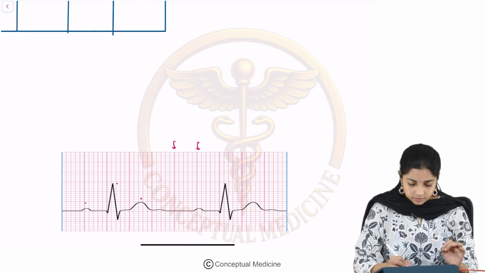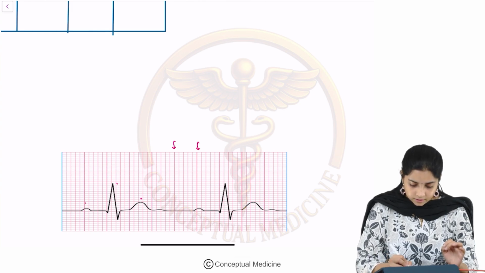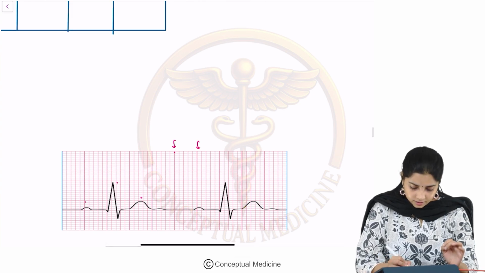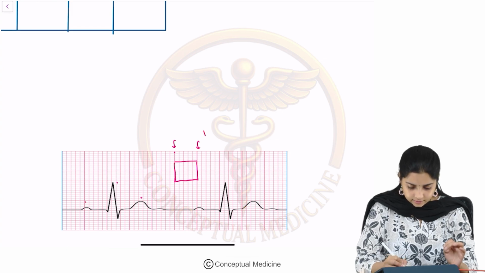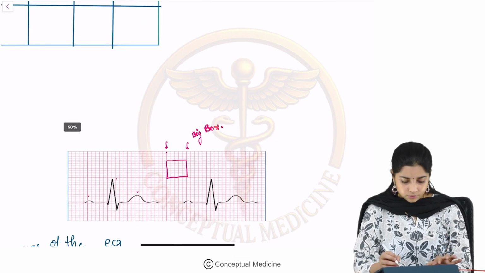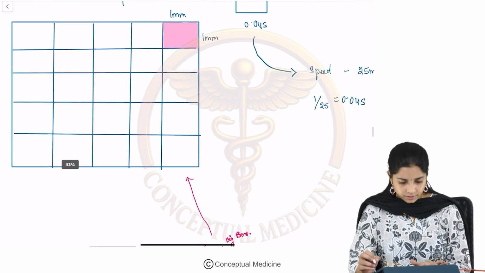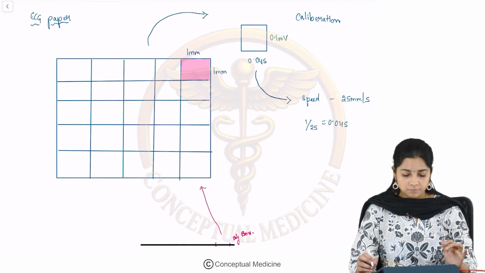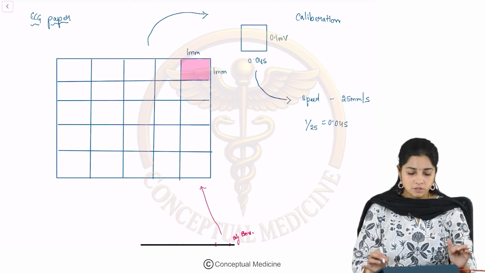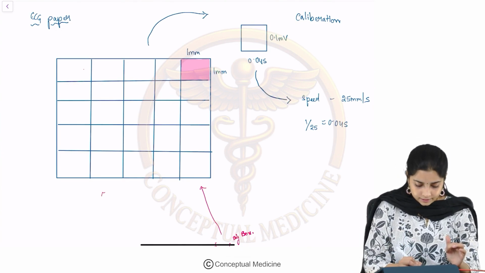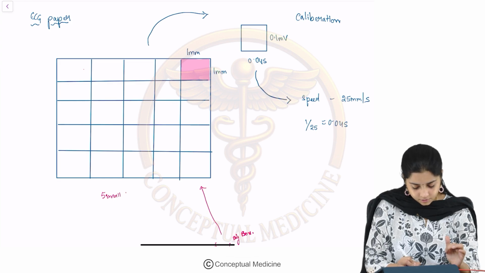Okay. Now, the area which is between each dark line is what we call a big box. Okay, fine. Now, you enlarge this big box. This is what I have drawn here. So, you enlarge this big box. Each big box has how many small boxes? They have 5 small boxes. Okay, they have 5 small boxes.